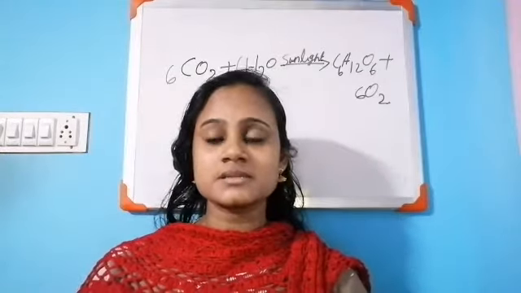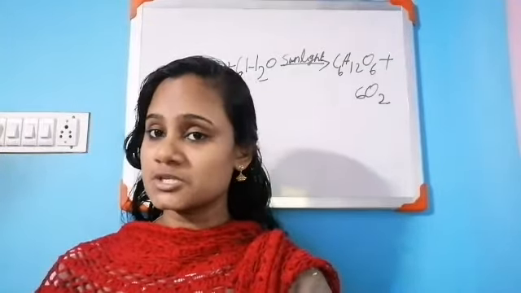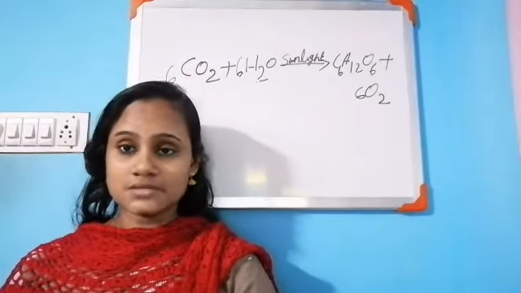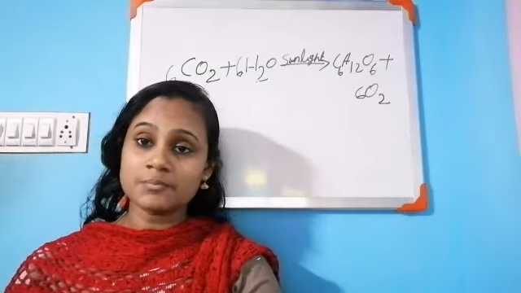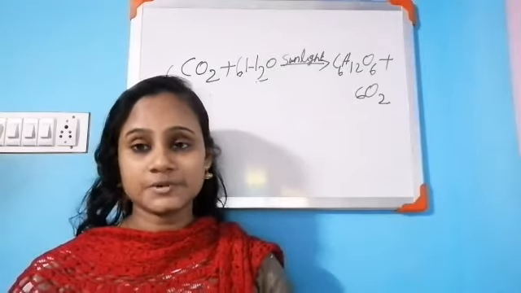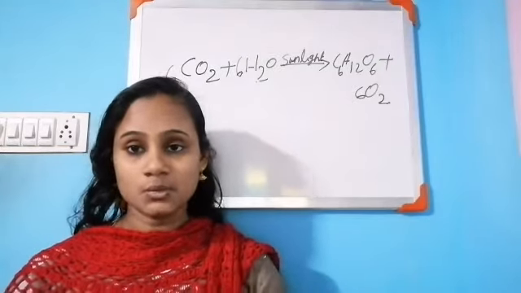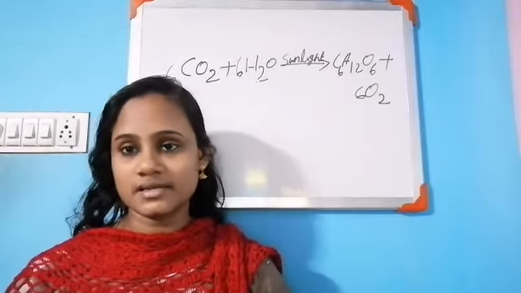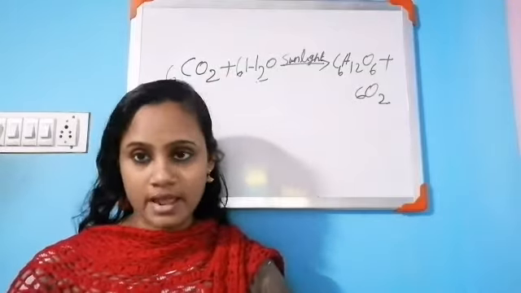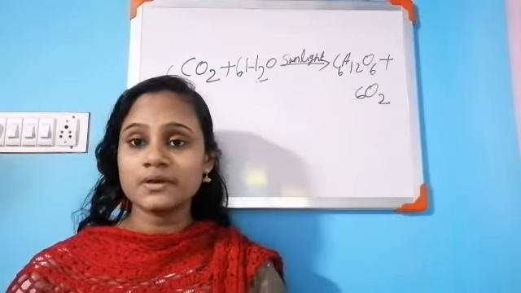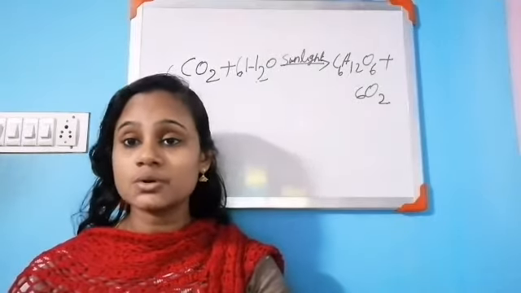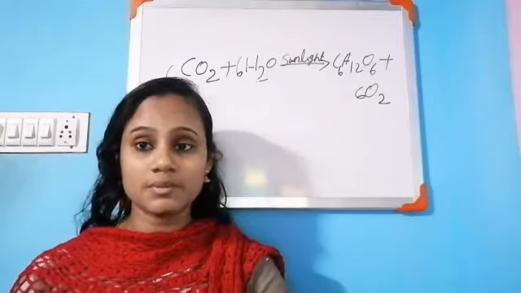Some chemical reactions can take place in the presence of sunlight. For example, how do green leaves or green plants prepare food? They prepare their food in the presence of carbon dioxide, water and sunlight. This reaction is called photosynthesis. So some chemical reactions take place in the presence of sunlight. That type of reaction is called a photochemical reaction. Photo means sunlight.